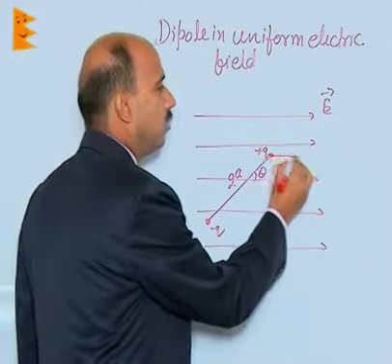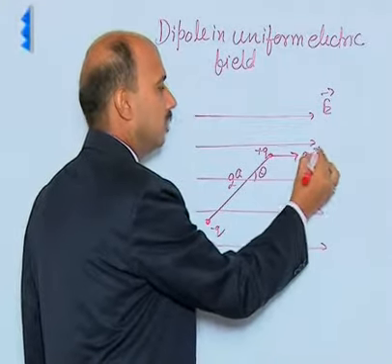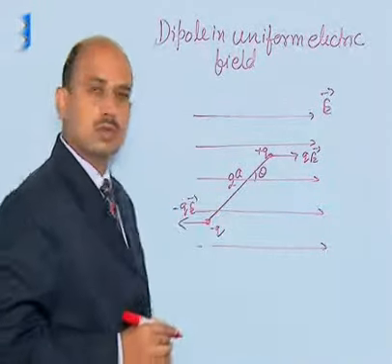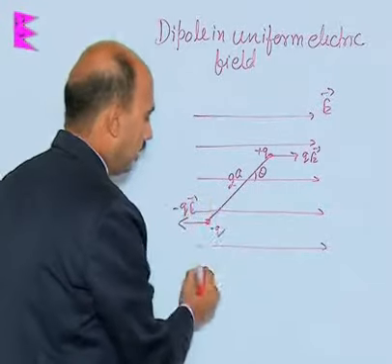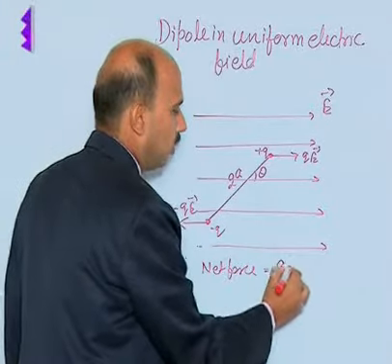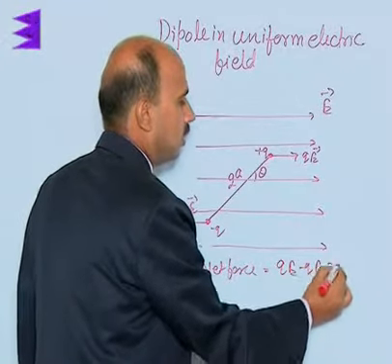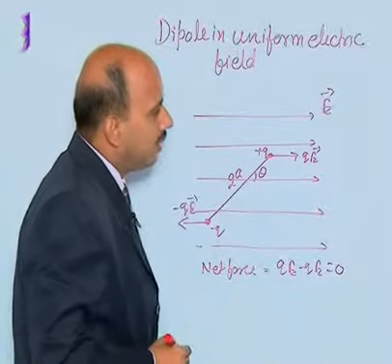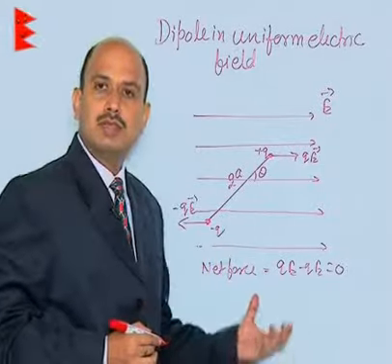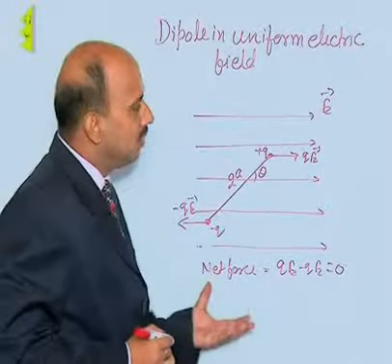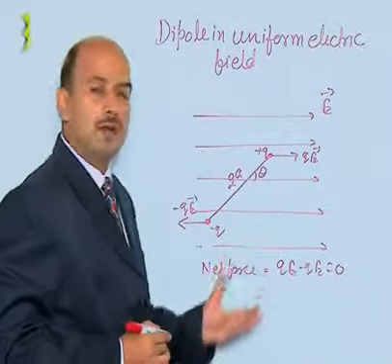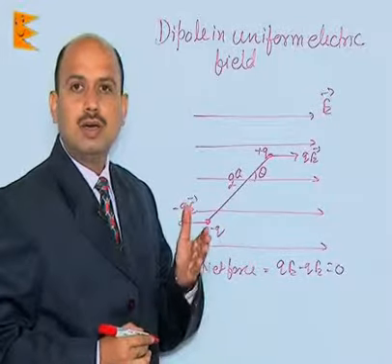Now the force acting to this side is QE and on this side is minus QE. So the net force on the dipole is equal to QE minus QE, which is equal to 0. So when an electric dipole is placed in a uniform electric field, the net force experienced by this dipole is 0. It means there is no translatory motion. So when the dipole is placed in this uniform electric field, there is no translatory motion of the dipole.